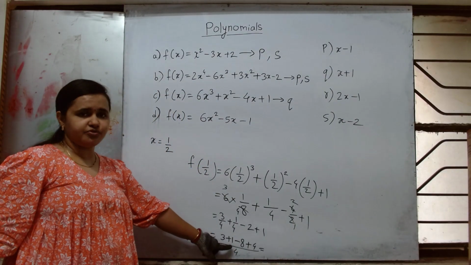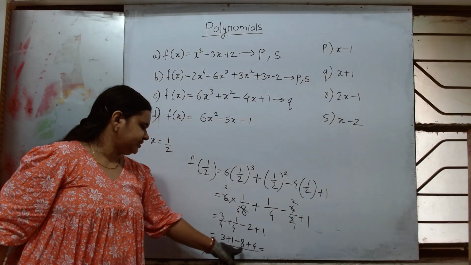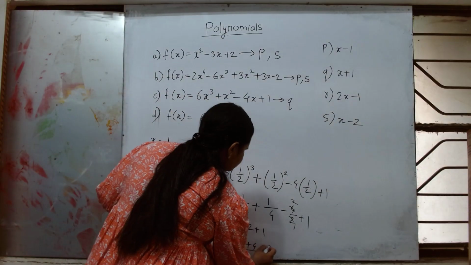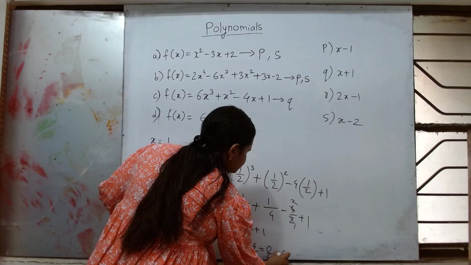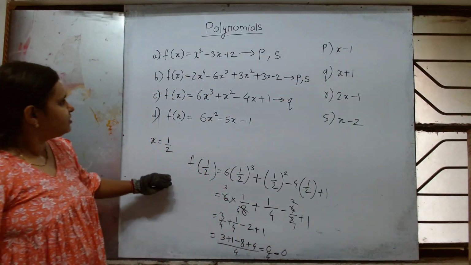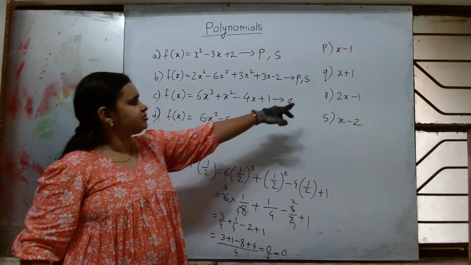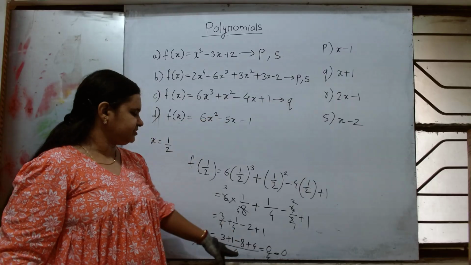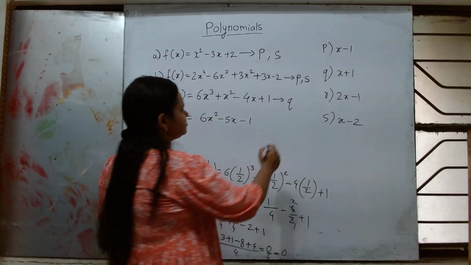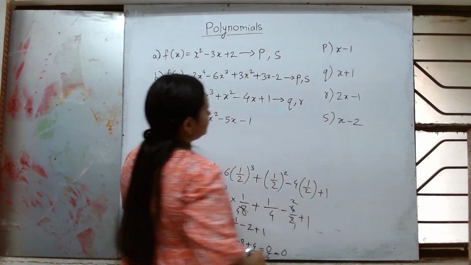3 plus 1 is 4, 4 plus 4 is 8, 8 minus 8 is 0 upon 4. 0 upon 4 is 0. So 2x minus 1 is a factor of this polynomial, as the answer is coming 0. So it will be R.